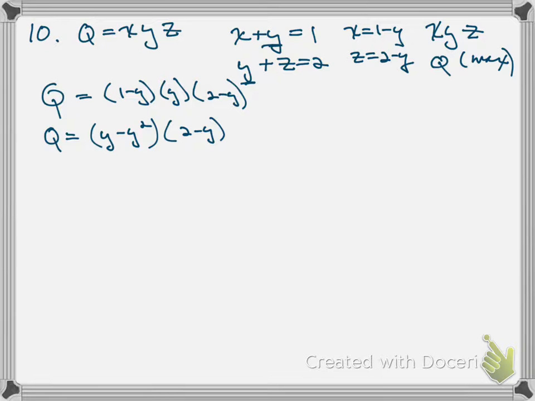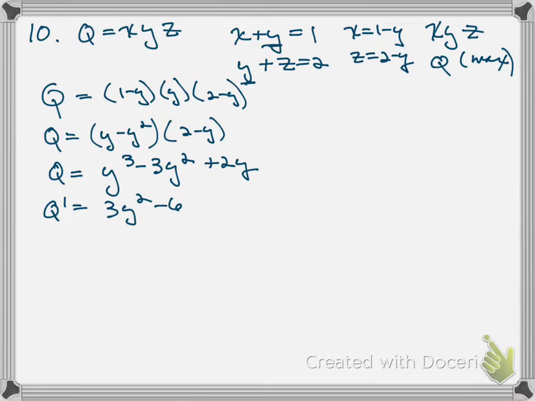Okay, when I FOIL it and clean it up, and I'll let you do that, you should be getting y cubed minus 3y squared plus 2y. So take that derivative, which is easy peasy, right? Okay, so that's what I'm getting. So I'm going to go ahead and take the second derivative, which is 6y minus 6.